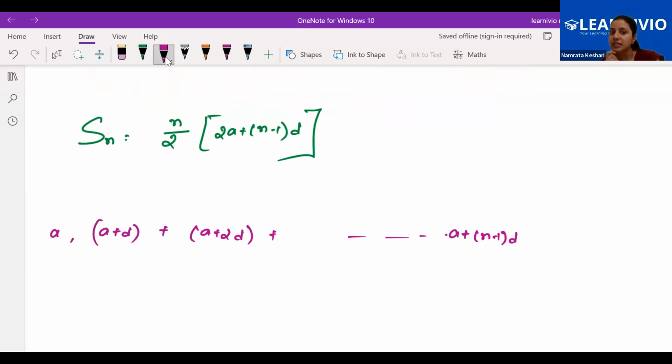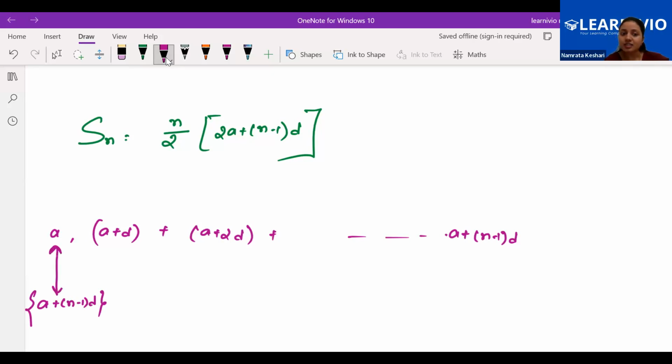Okay, the name of the scientist can also come in the exam as an MCQ question. So you must know Gauss has given this idea that this is how we can do that. Now what we can do, we can reverse the sequence and write a plus n minus 1 into d at first. I am writing it in a curly bracket so that we will be sure that these two we are going to take together.